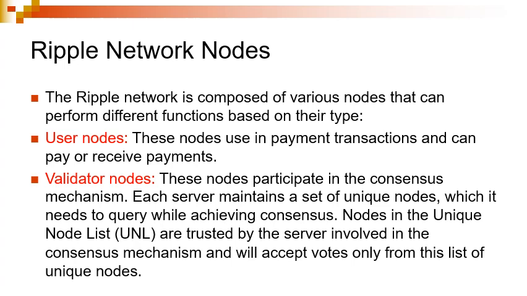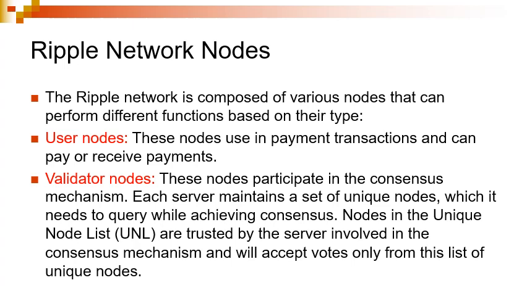Each server has the set of unique nodes which it needs to query while achieving the consensus. Nodes in the unique node list are trusted by the server involved in the consensus mechanism. So unique nodes are involved in the consensus mechanism. Every server maintains the list of these unique nodes. That list is called the unique node list, and the server will accept votes only from this list of unique nodes.